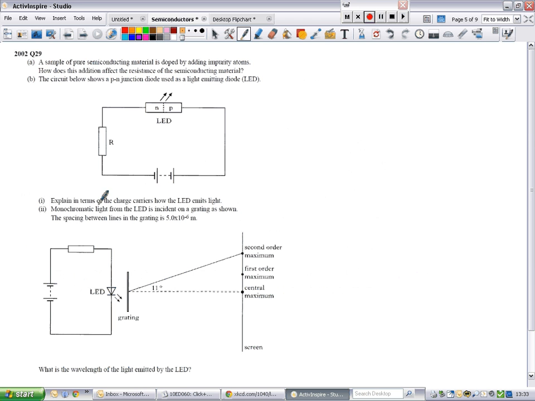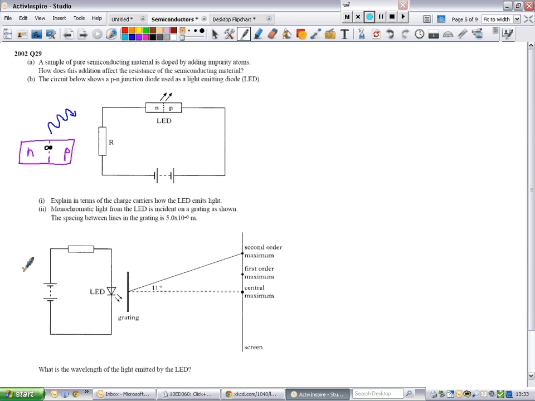Here is more what I was looking to get onto with this question. You've got a p-n junction diode there used as a light emitting diode, so it's the basis for LEDs, used commonly nowadays. Explain in terms of the charge carriers how the LED emits light. Well, you've got your N and your P there, and somehow that emits light, so you've got to be able to explain why. The basics behind it is that from this side you're going to get a hole, from this side you're going to get an electron. Those electrons and holes combine together at the junction to release a photon.